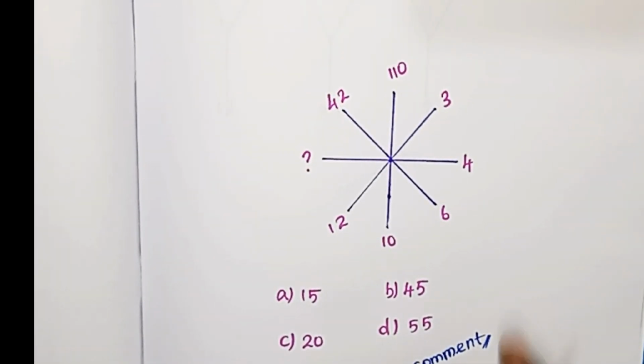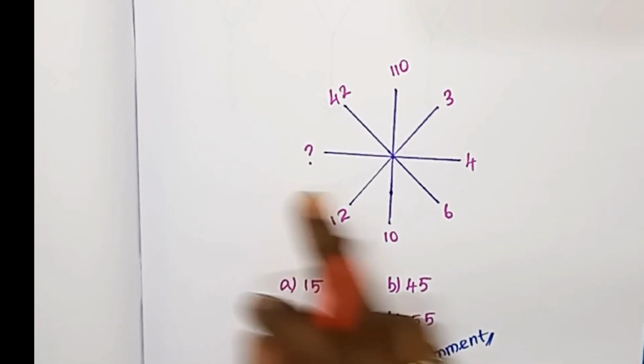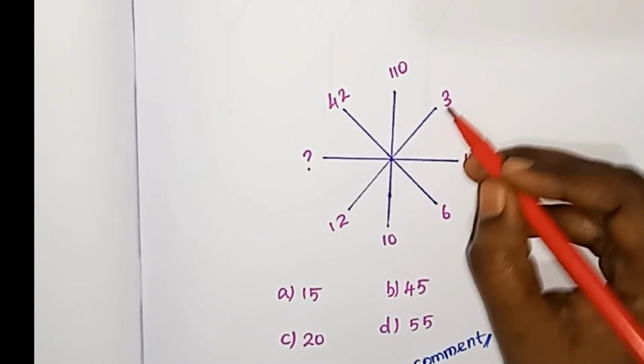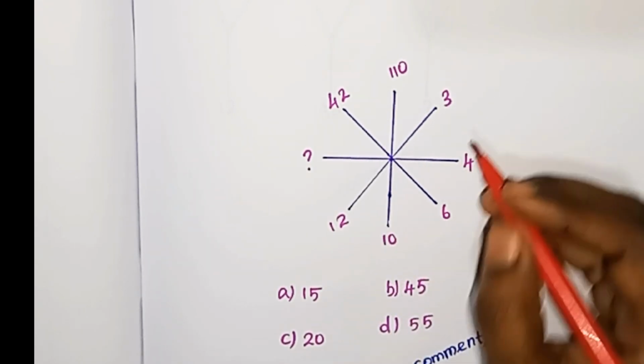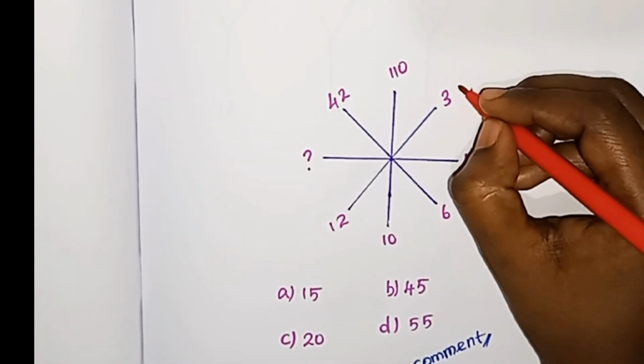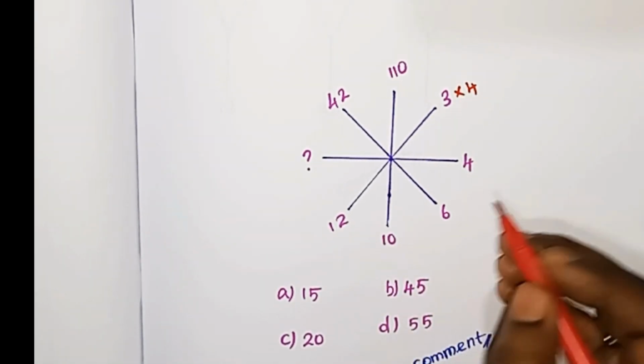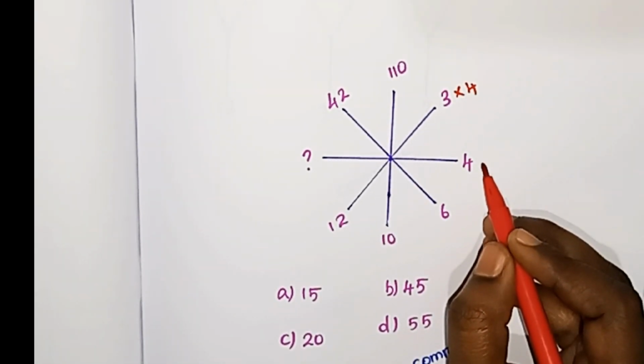So in this question, we have to find the missing number. In this question, you have to look at opposite. So 3 opposite is 12. So you have to multiply by 4. 3 4s are 12. And then here you have to find.